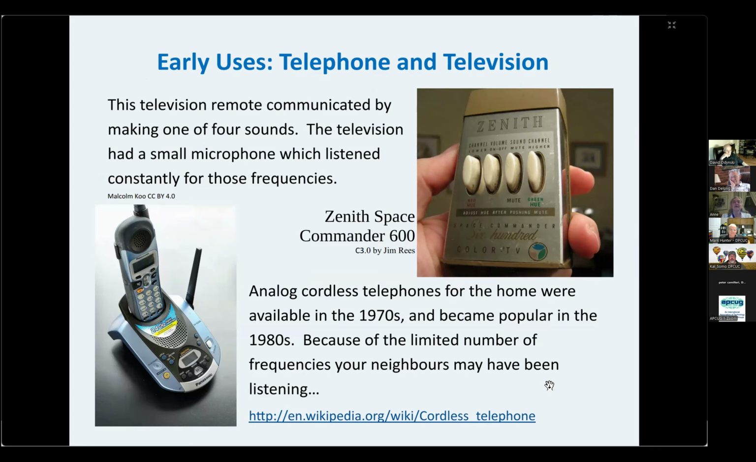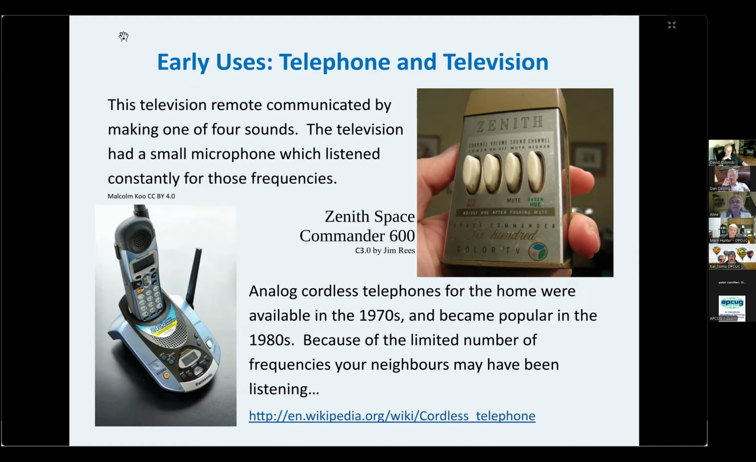Okay. So, early uses of communication between two devices. Here's an early television remote, and I don't know if any of you know, what medium did Zenith use to communicate with the television set?